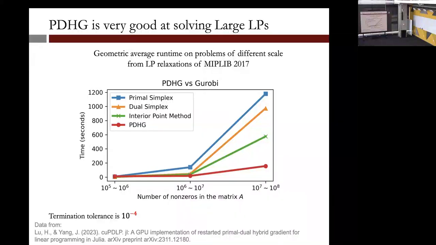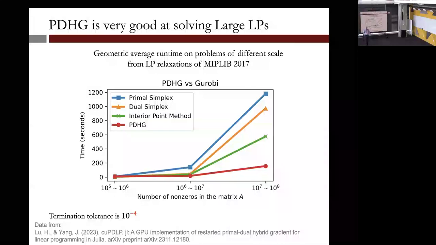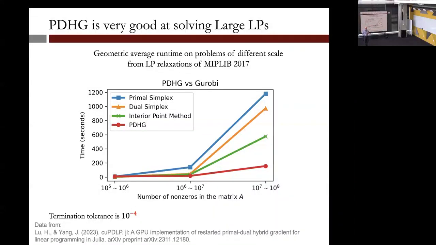PDHG versus Gurobi, which is an advanced optimization software package that you can do primal simplex, dual simplex, and a barrier method, or an interior point method. And we see from this that the number of non-zeros in the matrix A grows, right? So that has emerged as the modern metric. It's really not the dimensions, it's the number of non-zeros. And we see that PDHG just outperforms everybody as the problems get bigger.